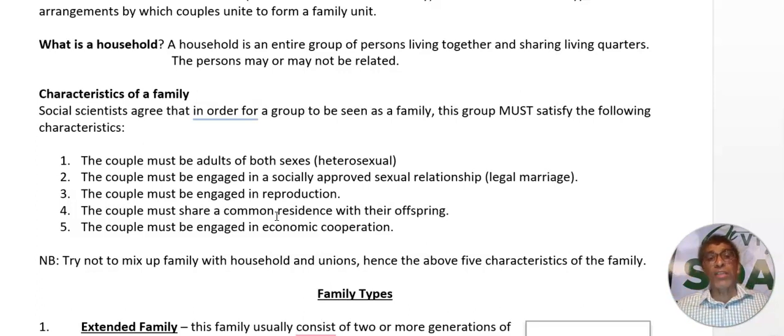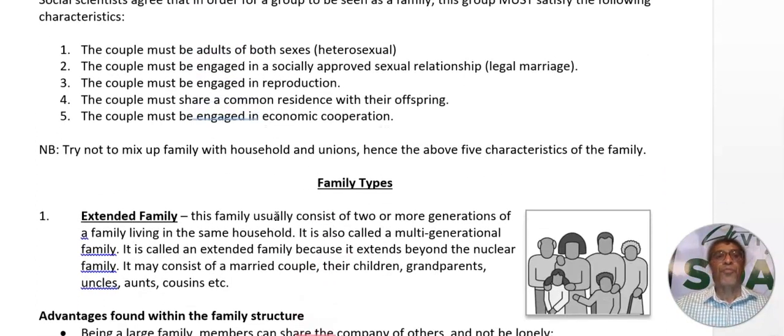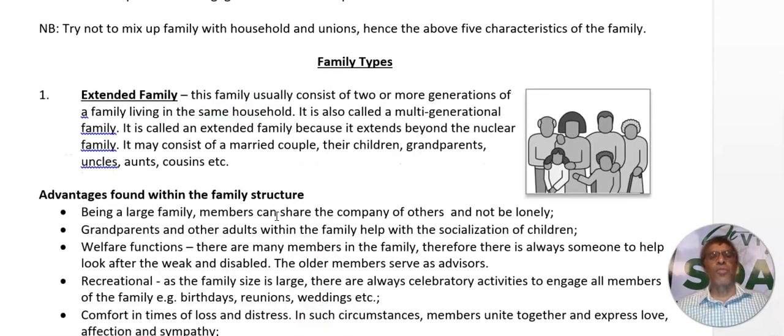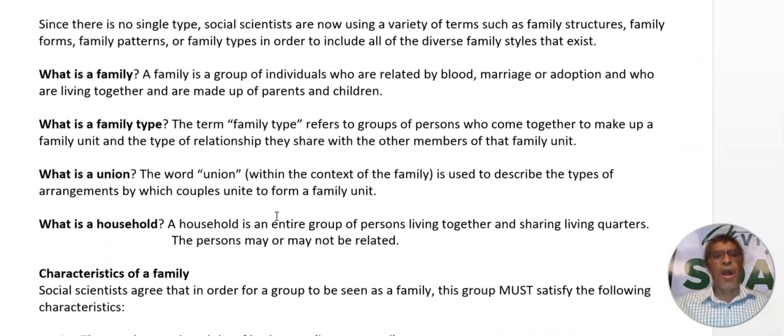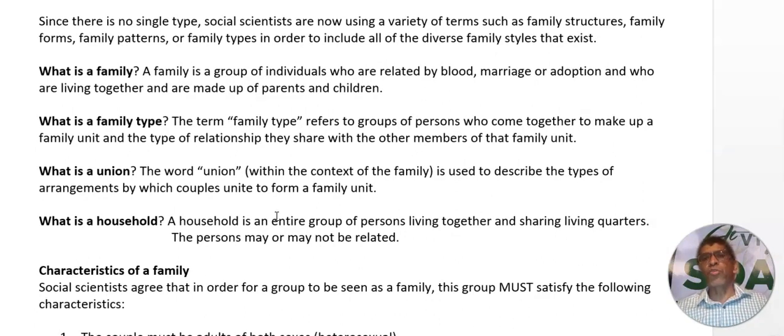So these 5 criteria are what social scientists generally use as a basis to determine whether people coming together to form a unit constitute a family. So let's just look at some family types now. Remember now what family types are. Family types are groups of persons who come together to make up a family unit and the relationship they share with each other member of the family unit.